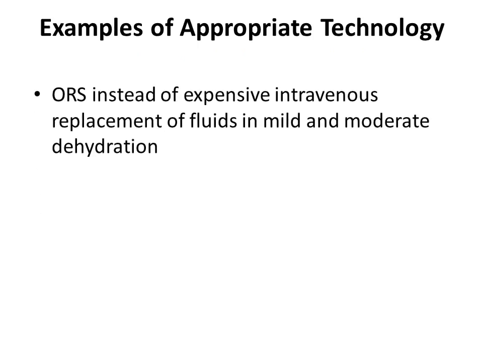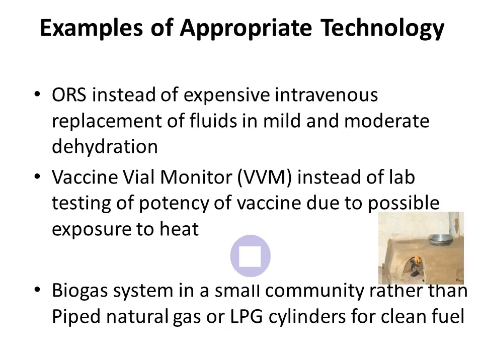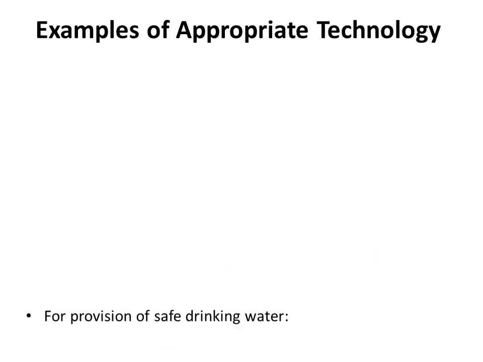Some examples of appropriate technology are oral rehydration salt instead of expensive intravenous rehydration in mild and moderate dehydration. Vaccine vial monitor instead of lab testing of potency of vaccines due to possible exposure to heat. Biogas systems in small communities rather than piped natural gas or LPG cylinders for clean fuel.